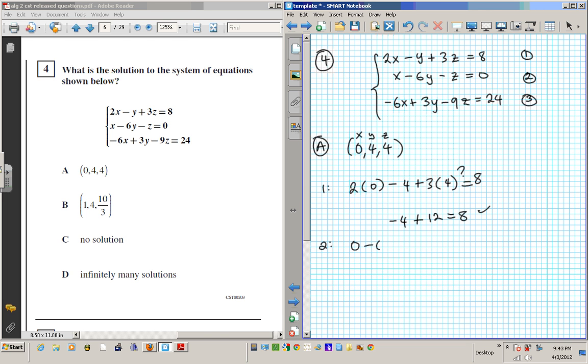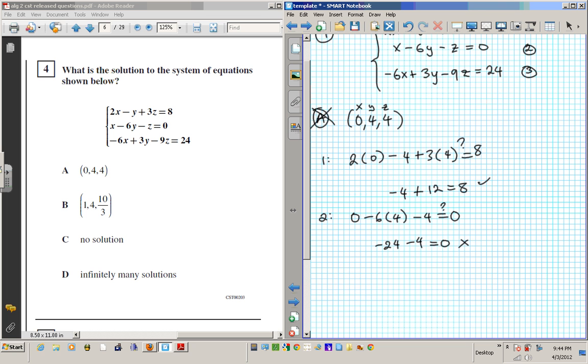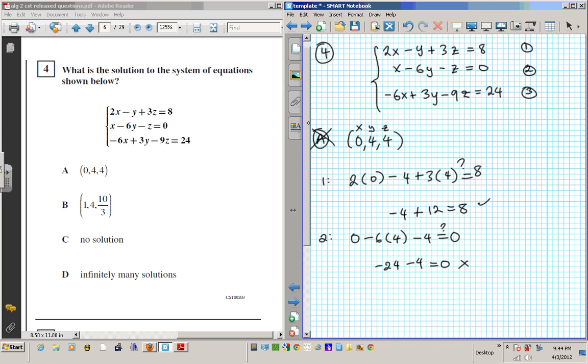Next equation, equation 2, we're testing this point. 0 minus 6 times 4 minus 4, is it equal to 0? Let's see, is negative 24 minus 4 equal to 0? Absolutely not. So guess what? Option A is a fail. The answer is not A. So we now have either B or C.